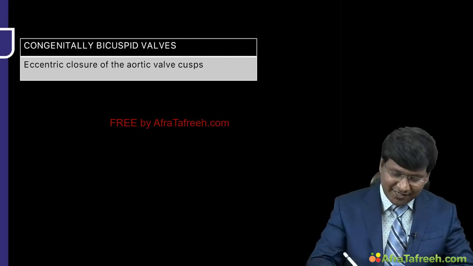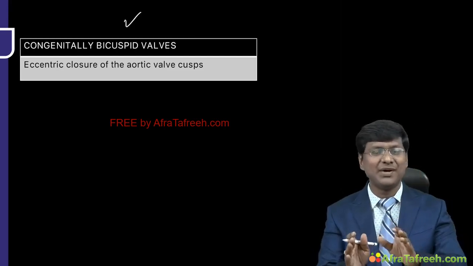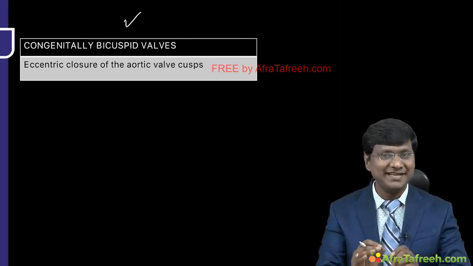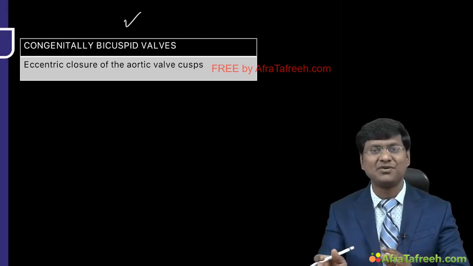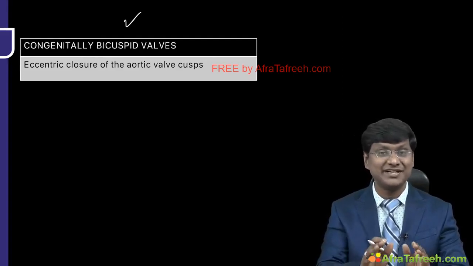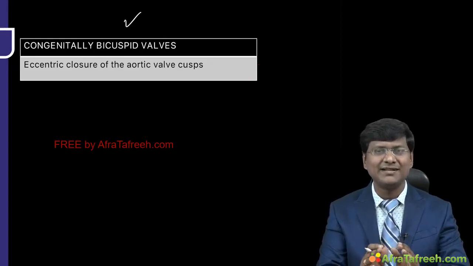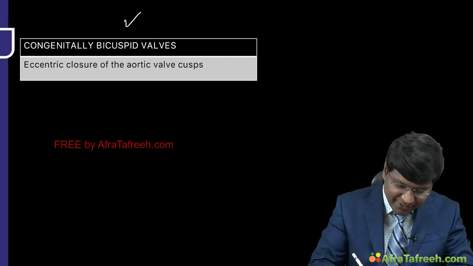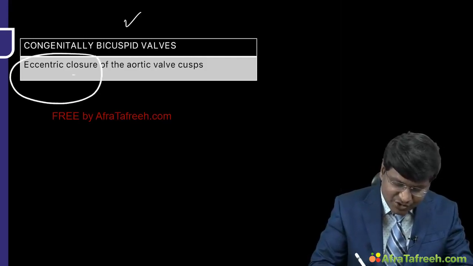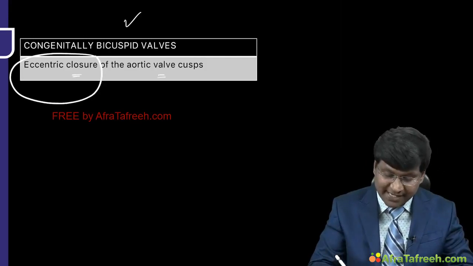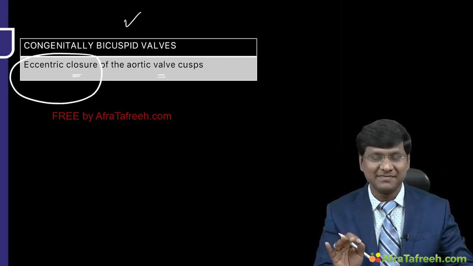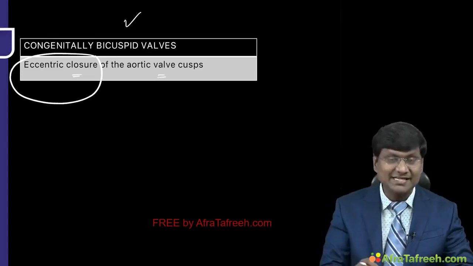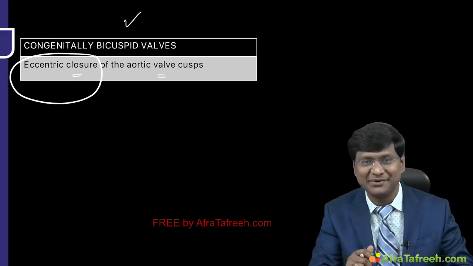And next, very important is the importance of the echocardiogram in detecting the congenital bicuspid aortic valve. See, in young individuals, the most common cause of aortic stenosis is the congenital bicuspid aortic valve. So how can you tell in the 2D echo that it is the bicuspid aortic valve? Because bicuspid aortic valves have eccentric closure of the aortic valve cusps. That is how you will be able to determine the bicuspid aortic valve.